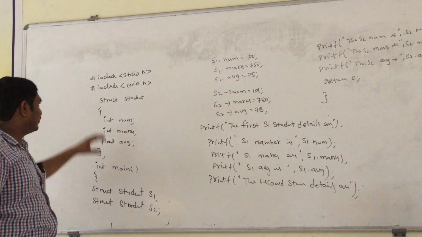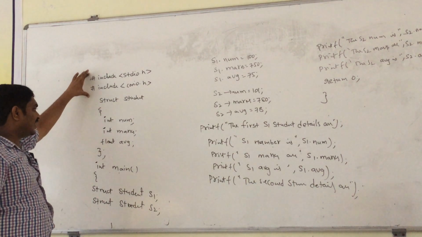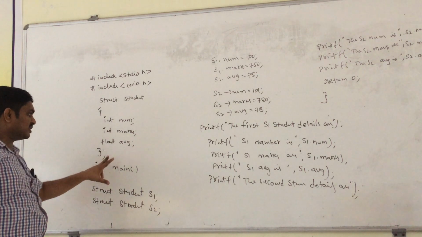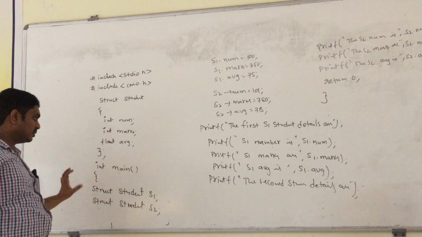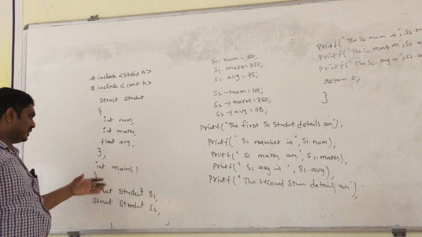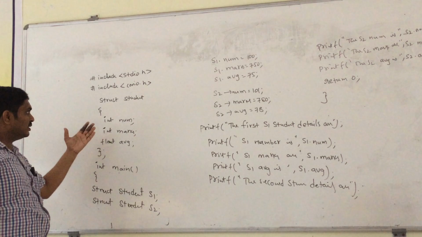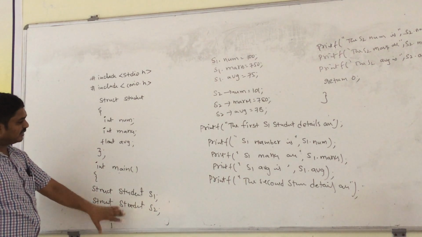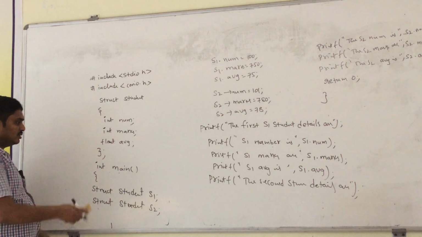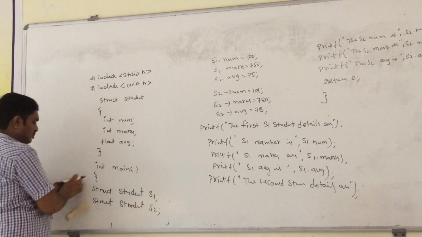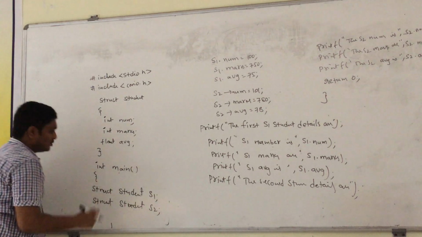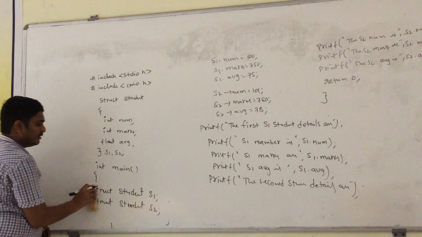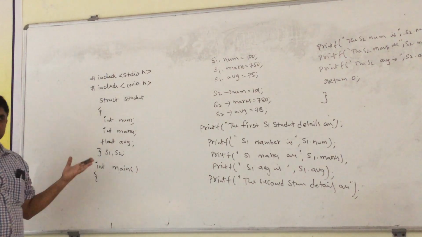In structures, first we write the header files, then we write the structure, and the structure must end with a semicolon. After that we can write the main. In the main we create the variables for the structure. The variables can also be defined along with the structure. So these S1 and S2 can be taken there also, whatever it may be, no problem.